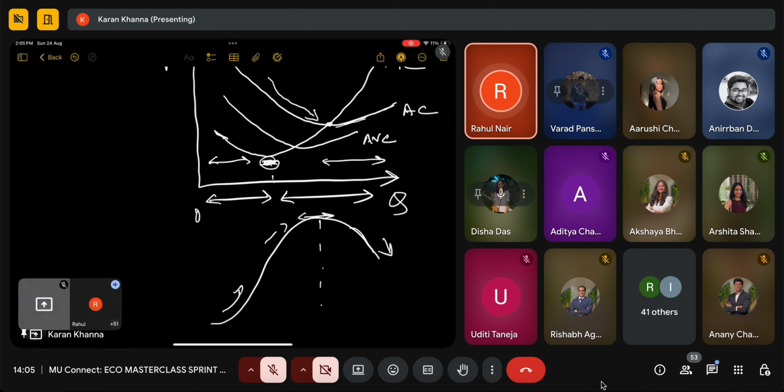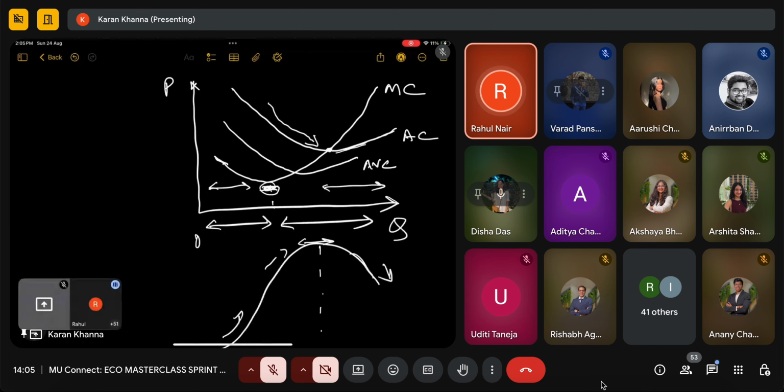The relationship that you can find in the total product can actually be mapped to marginal cost and average cost, because this explains why marginal cost and average cost are related in this particular manner.